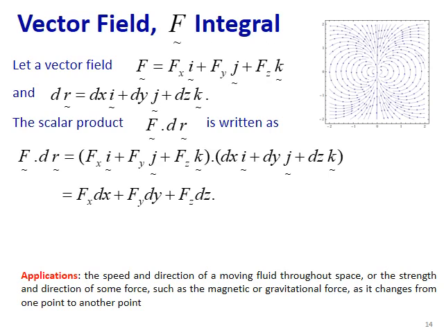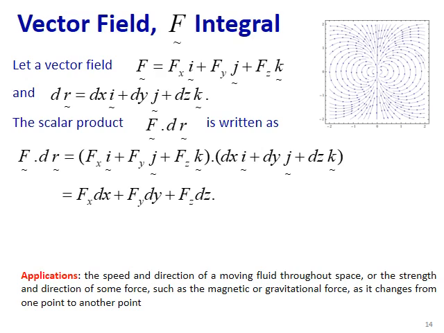The next point is when we have a vector field F, line integral. Okay? Now in the previous one, we had a scalar and we did the line integral. Now we have a vector. We have many applications. Example, speed and direction of a moving fluid through space, or the strength and direction of some forces such as magnetic or gravitational force, and so on. It has many applications.